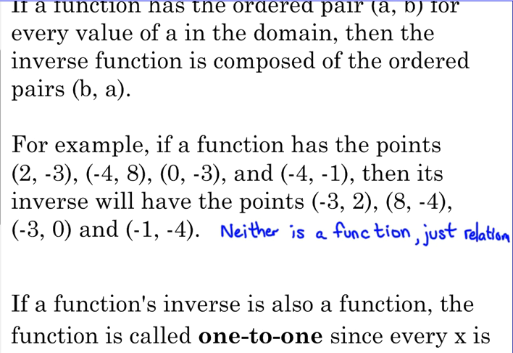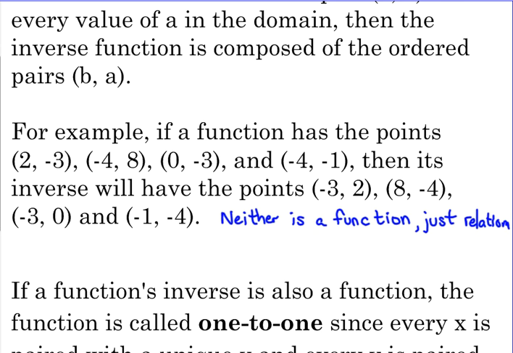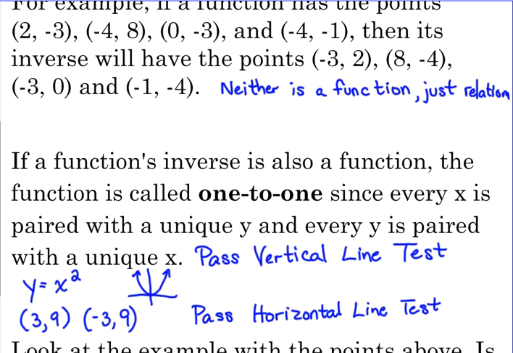Now, what is the test that we use to test to see if something's a function? The vertical line test. So let's look at the next paragraph. If a function's inverse is also a function, then we call it one-to-one. Because if we've got a function, every x has only one y. So if its inverse is also a function, when we switch the x's and y's, that means every y has only one x.